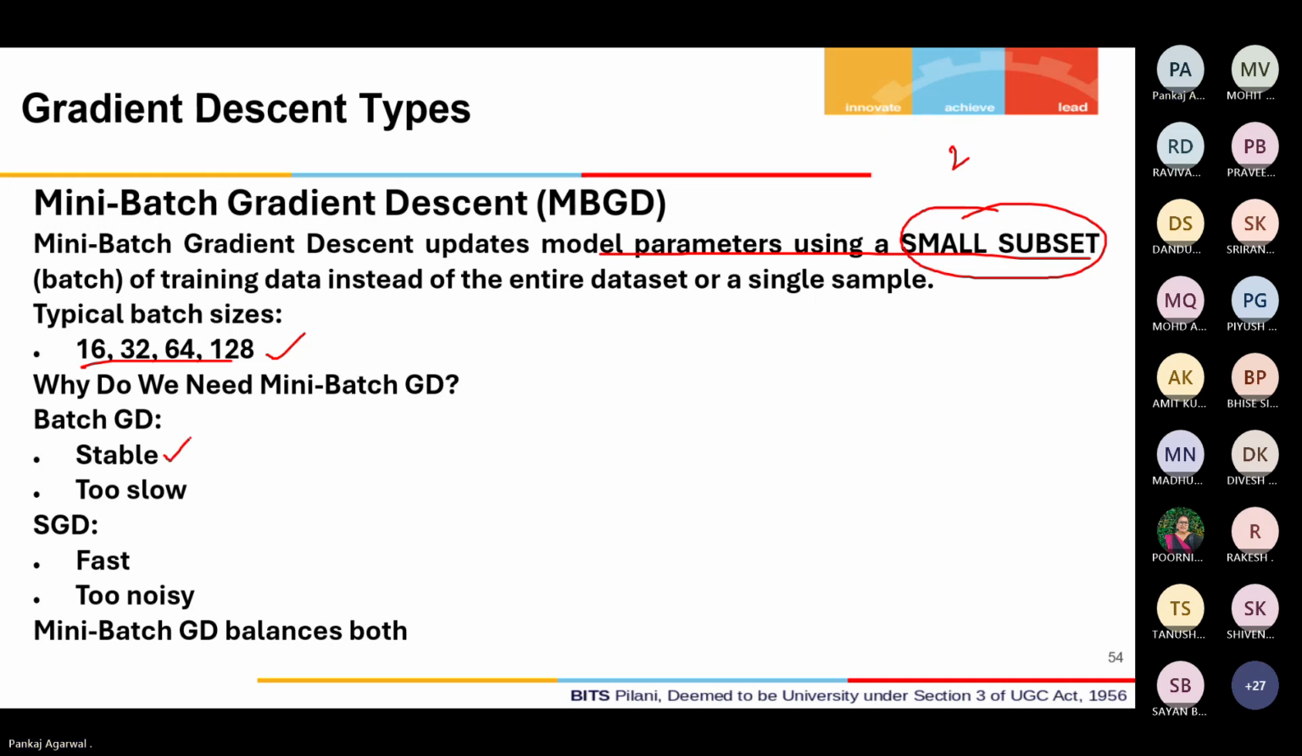The batch gradient descent we talked about was stable but too slow at times. SGD we talked about as fast but too noisy. And mini batch actually balances both. But it depends.